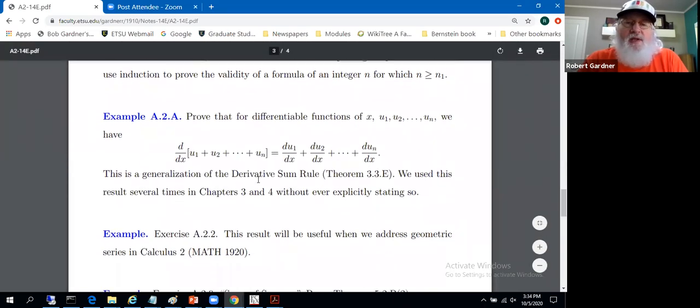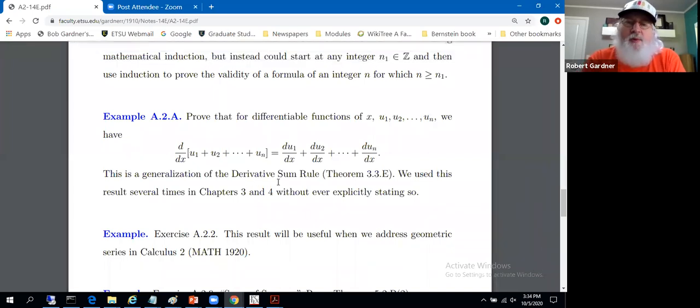Here is a generalization of the derivative sum formula. Back when we were taking derivatives in chapter 3, it was theorem 3.3.E. We had actually used this without ever explicitly saying so, which I've got no regrets on. It might even come to you as a surprise that we even need to establish this, but let's illustrate math induction by establishing this.